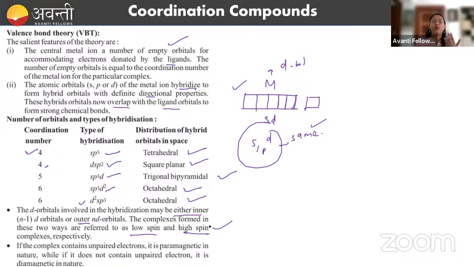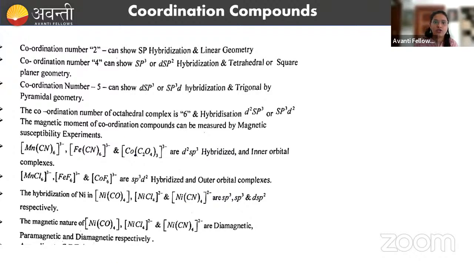Then those complexes will be known as high spin complexes, right? If the complex contains unpaired electrons after filling these d orbitals, which are hybrid d orbitals, then the complex will be paramagnetic in nature, and if it doesn't contain unpaired electrons, it will be diamagnetic in nature. Next. So I have summarized all those things here again.